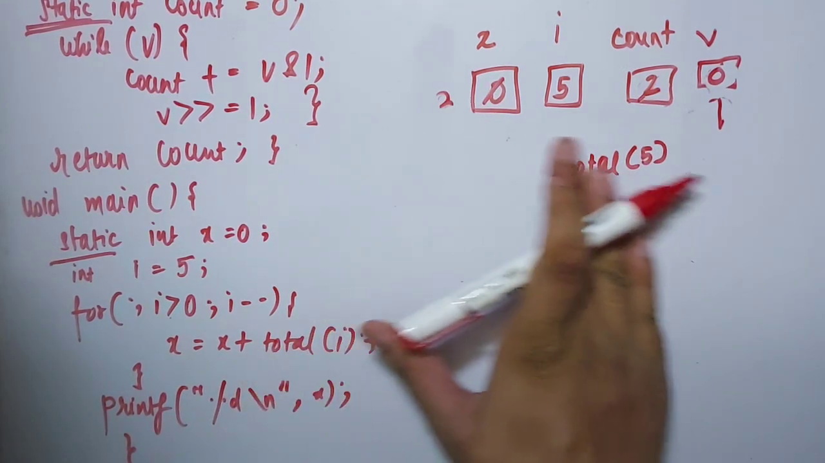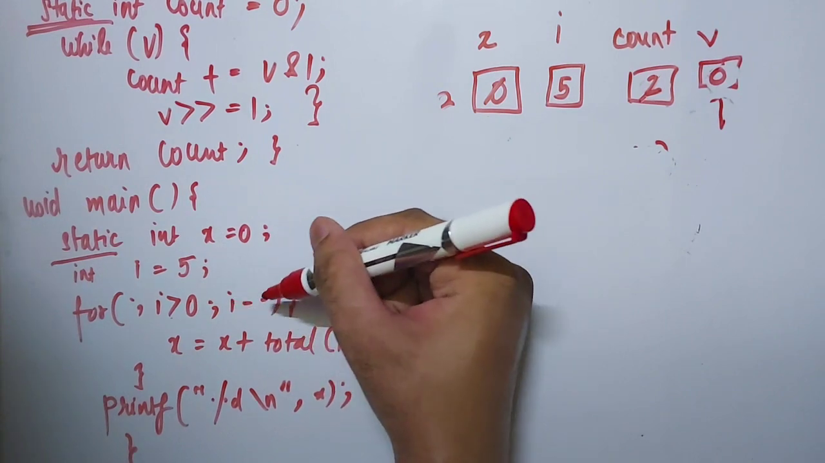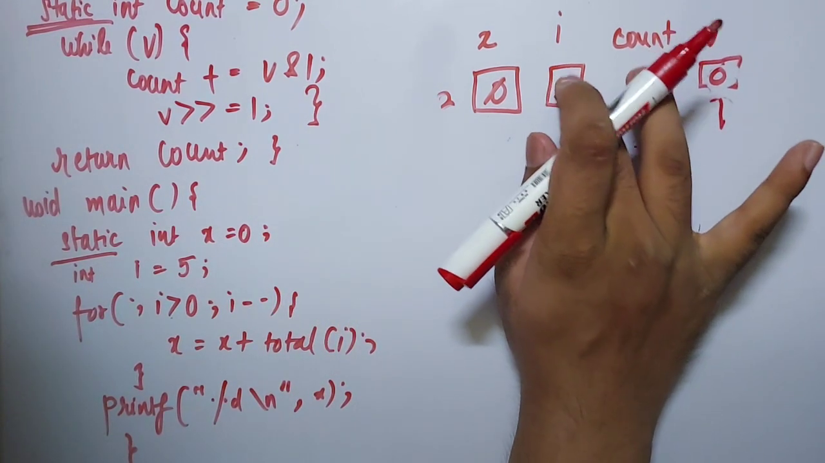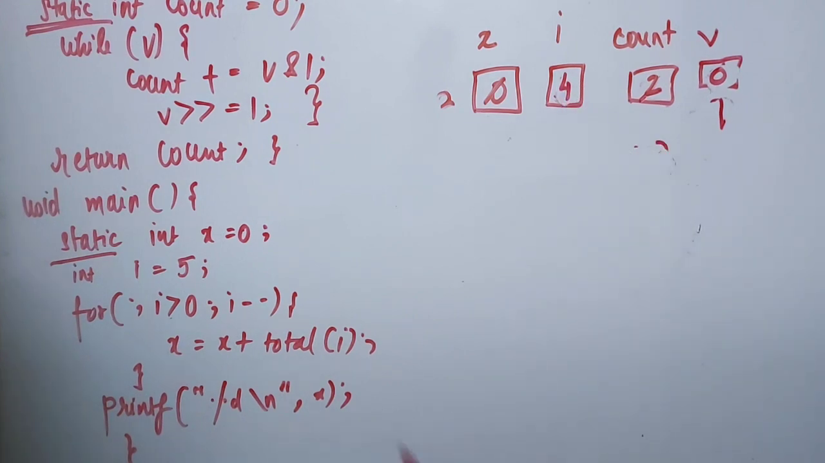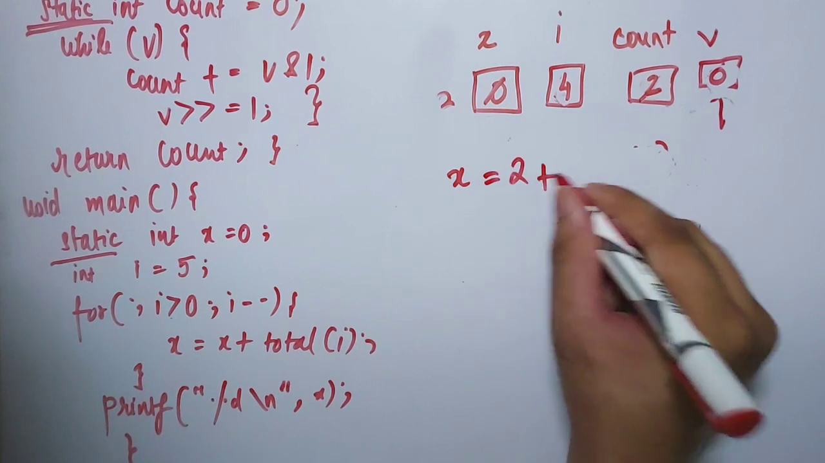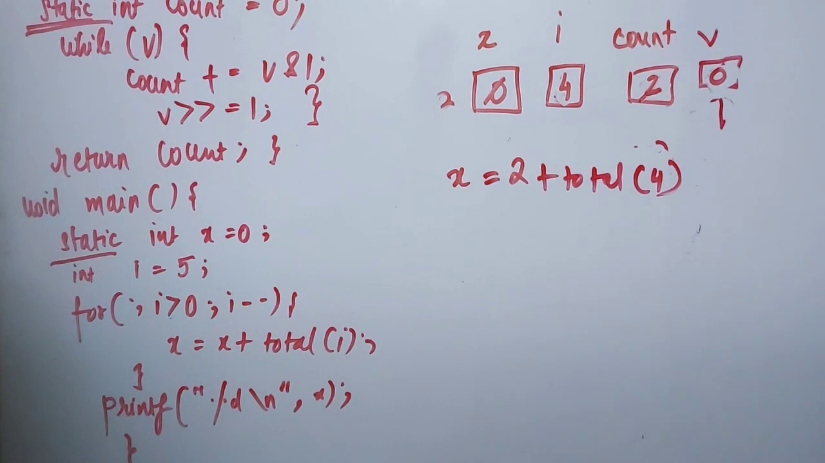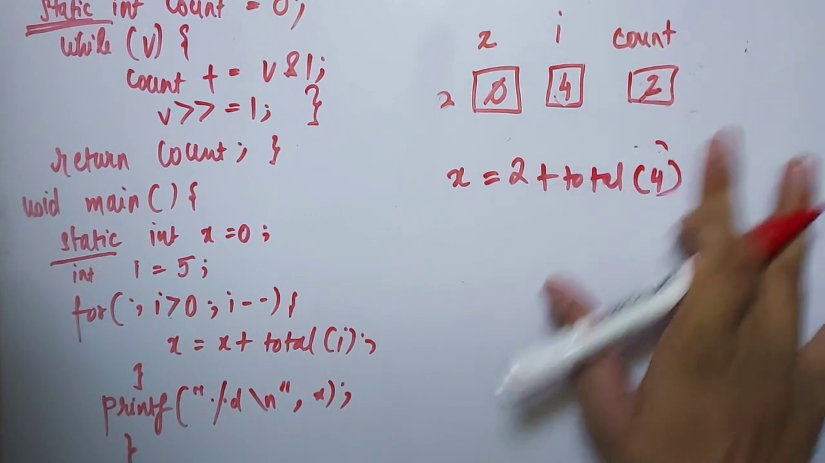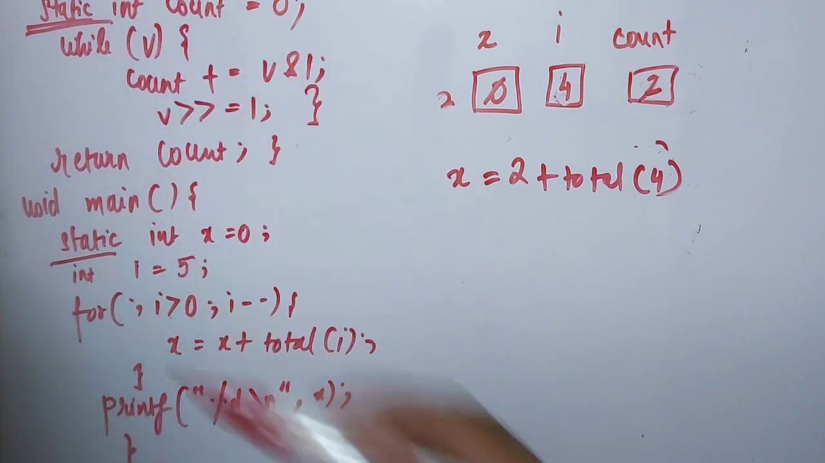Okay friends, now it will come to the i minus minus. So i gets decremented by 1, which is 4. So i gets value 4. And now we are evaluating x equals 2 plus total of i, which is 4. Now we are going to the function total, and it's taking the parameter v.